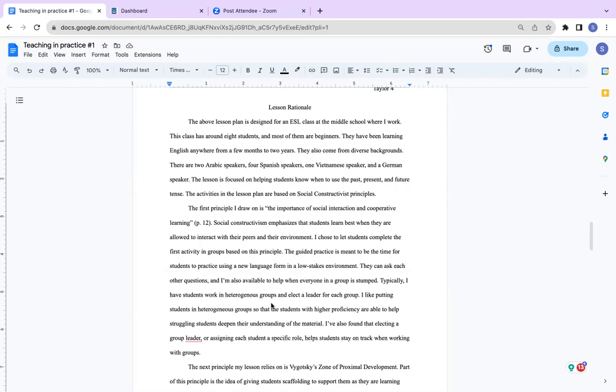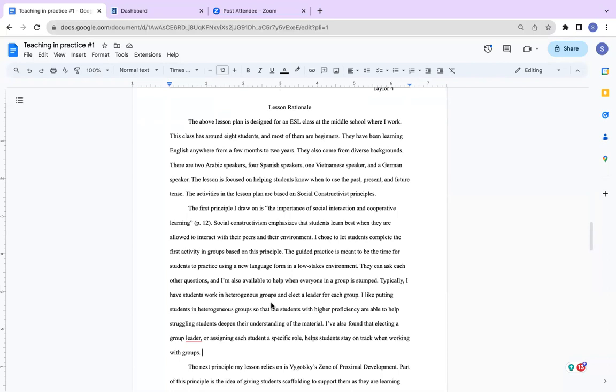So the first principle is just that importance of social interaction and cooperative learning. So as much as possible, I'm going to try and incorporate group work, partner work during the lesson part of the day. Then I could utilize some think, pair, share, have students turn and talk to their partner to answer a question, that sort of thing. The guided practice is definitely heavy in the collaboration. Students are going to have to work together to create a product.